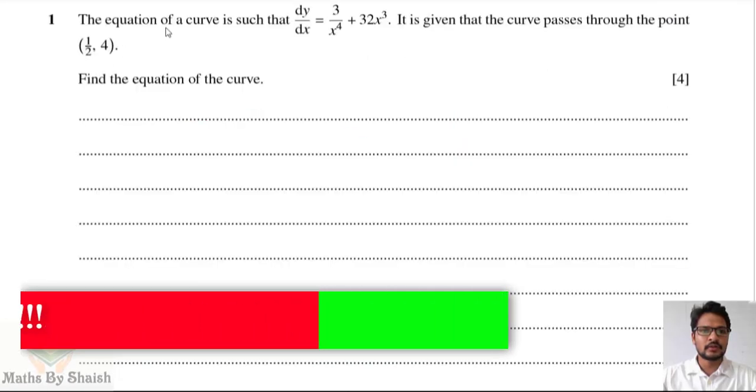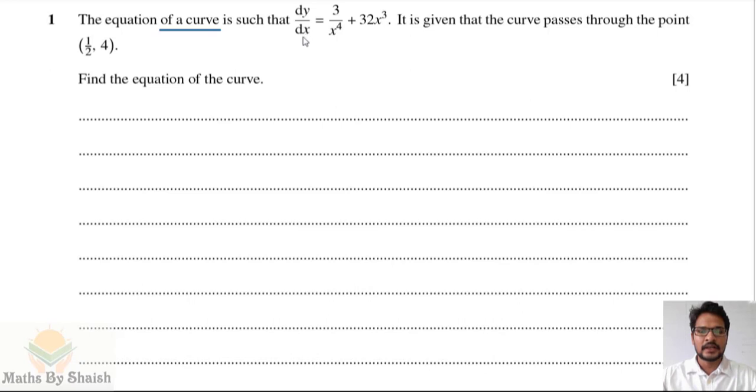The equation of a curve is such that dy over dx equals 3 over x to the power 4 plus 32x cube, and it is given that the curve passes through the point (1/2, 4). Find the equation of the curve. So the derivative of the curve is given.